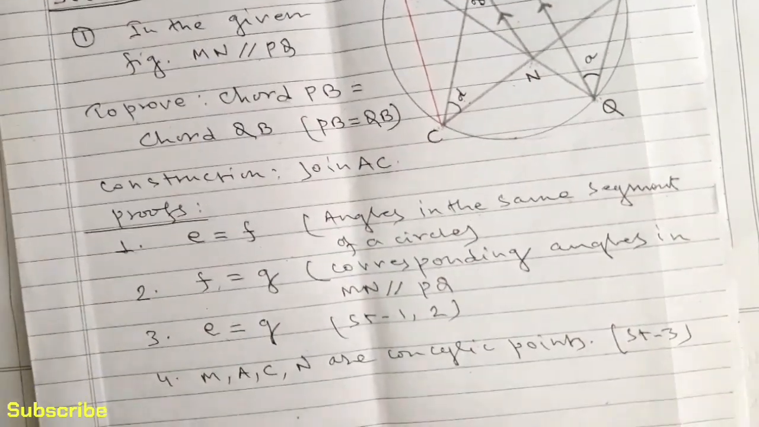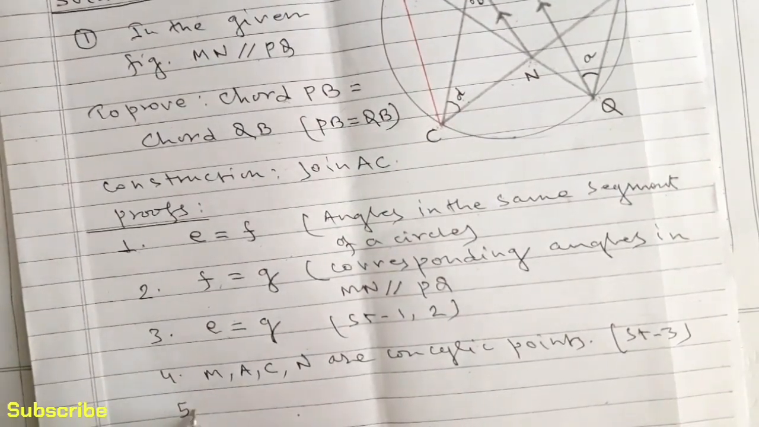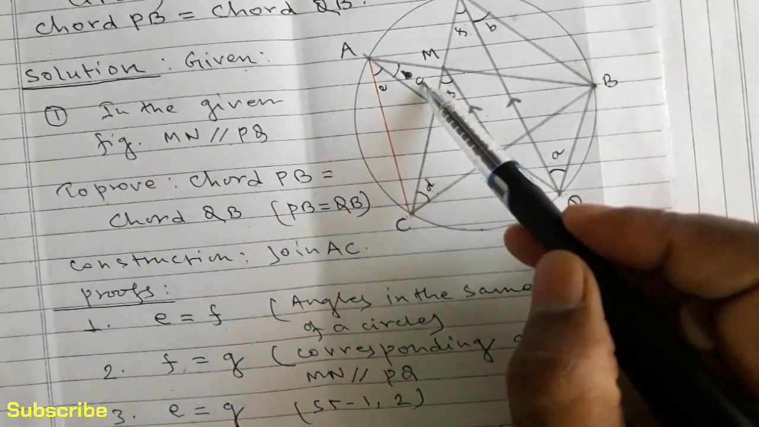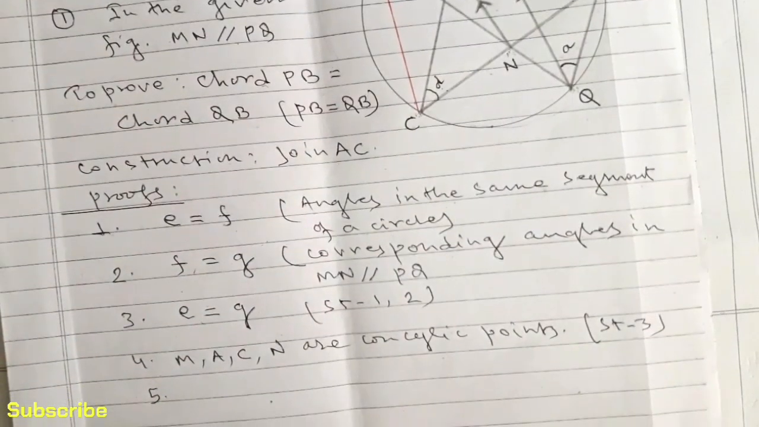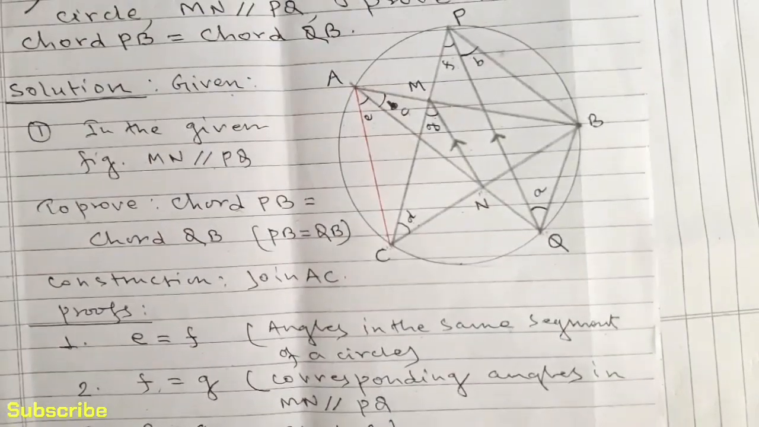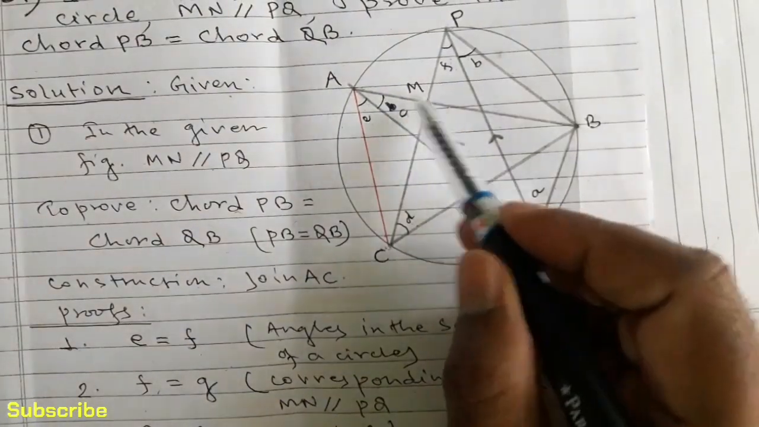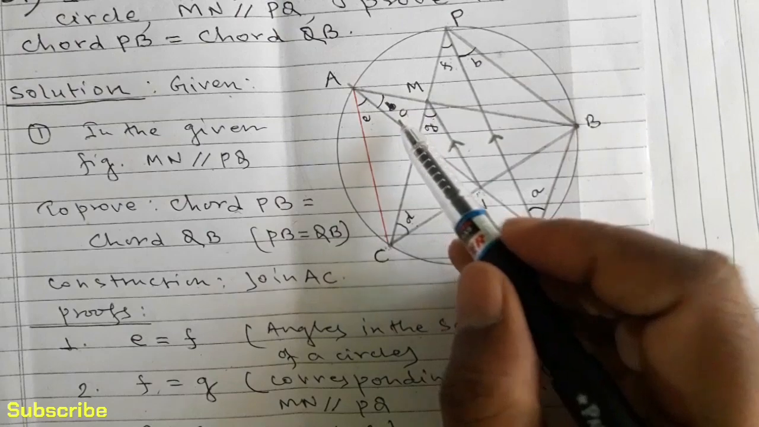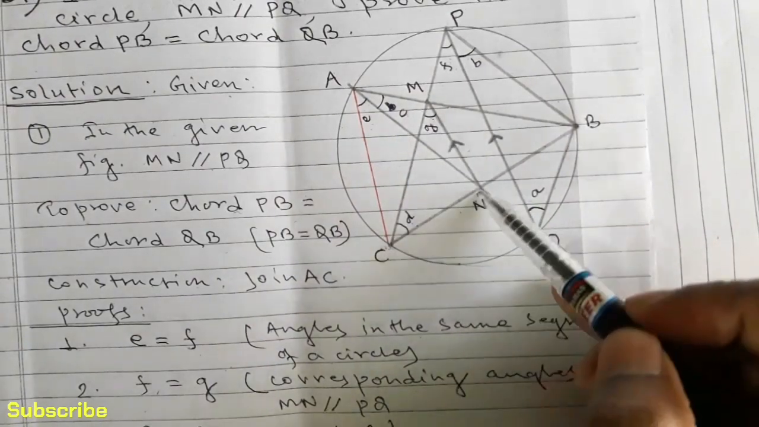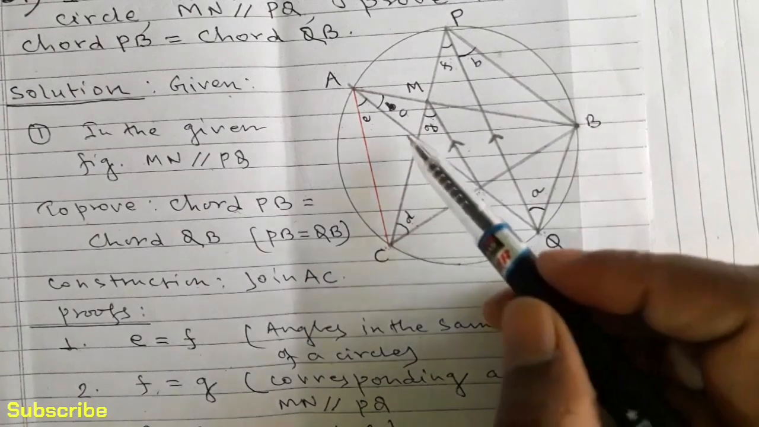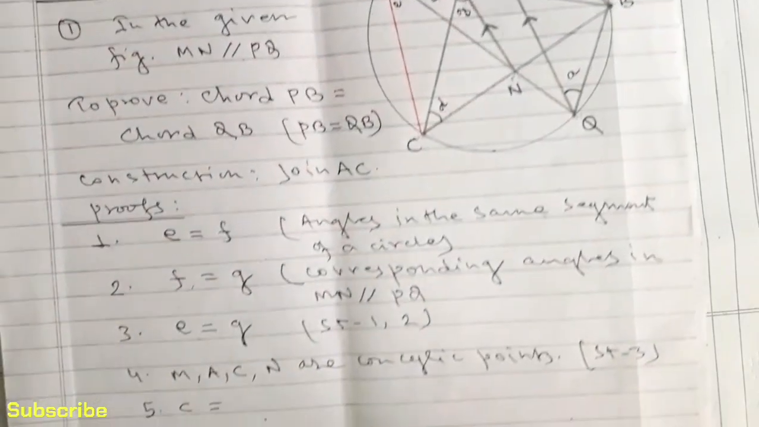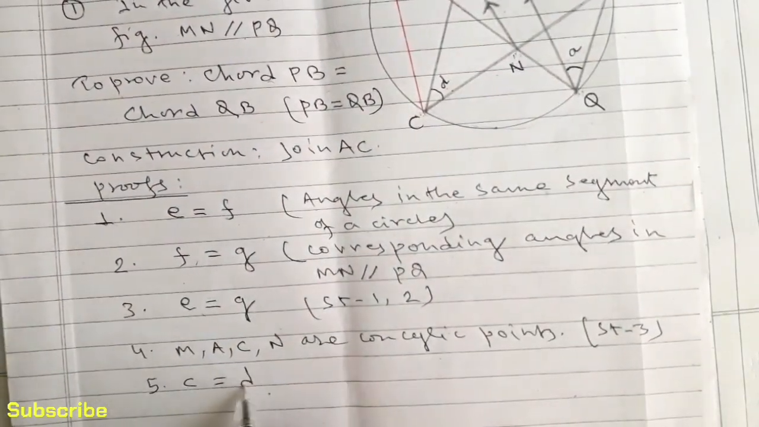So dear students, now let's go to statement number 5. We can also write angle MAN, which I have supposed C. Angle C means angle MAN. I have supposed C so that it will be easy to write. And angle MCN, which I have supposed D. So dear students, now we can write angle C is equal to D in statement number 5.